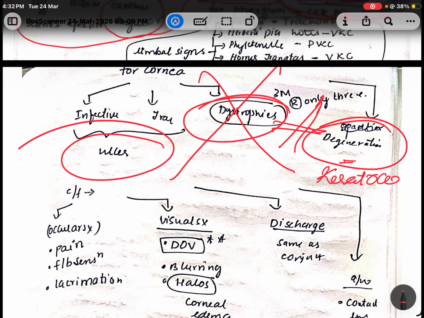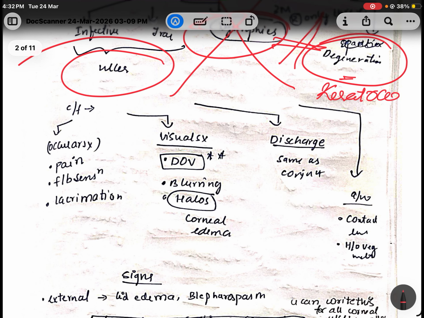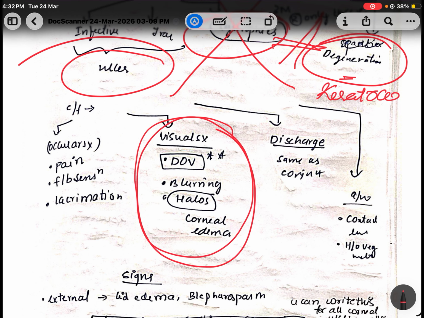Again for ulcer, we'll have the same template. Let us dissect it and then make a general template. For clinical features, what is the function of the cornea? The major thing is vision, and it also gives some refractive power, right? So you have to write about the visual symptoms first, that is diminution of vision, colored halos, and also blurring.